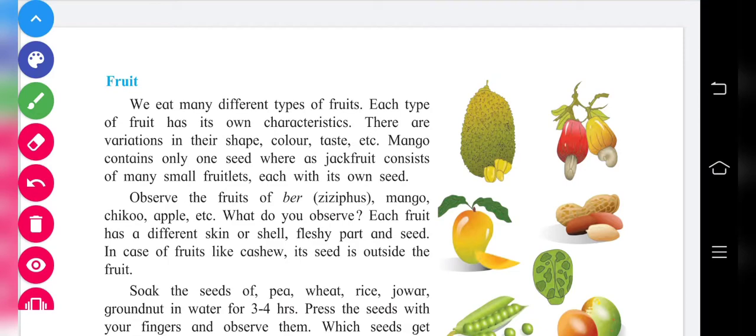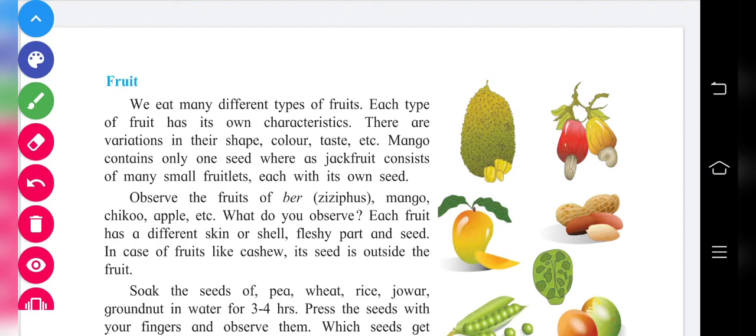There is variation in their shape, color, taste, etc. The mango contains only one seed, whereas the jackfruit consists of many small fruitlets, each with its own seed. So different types of fruit have different characteristics.